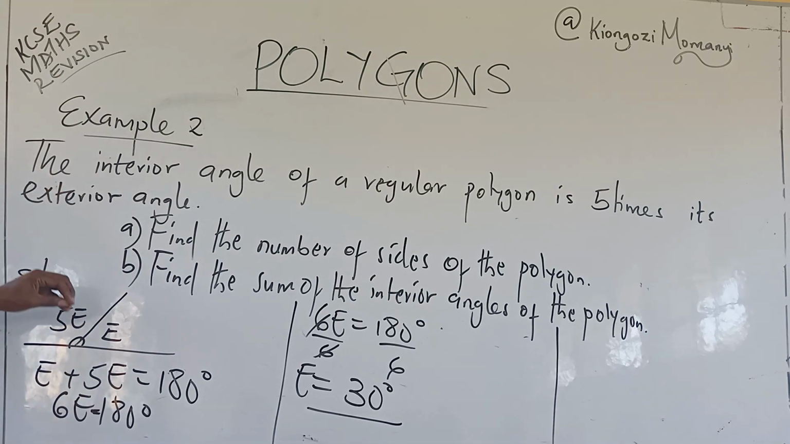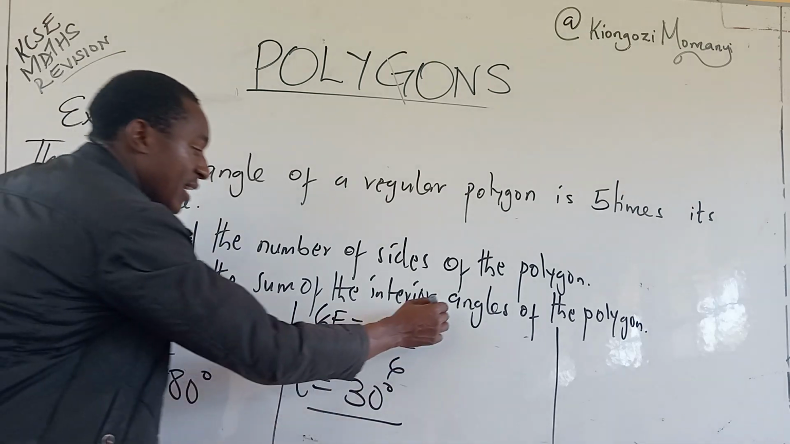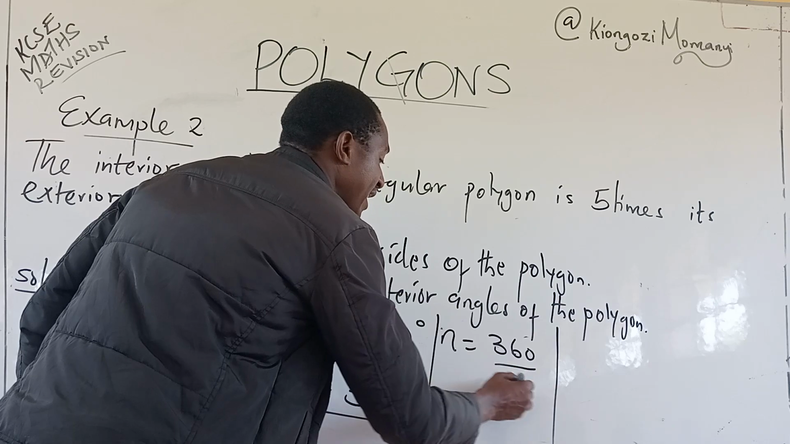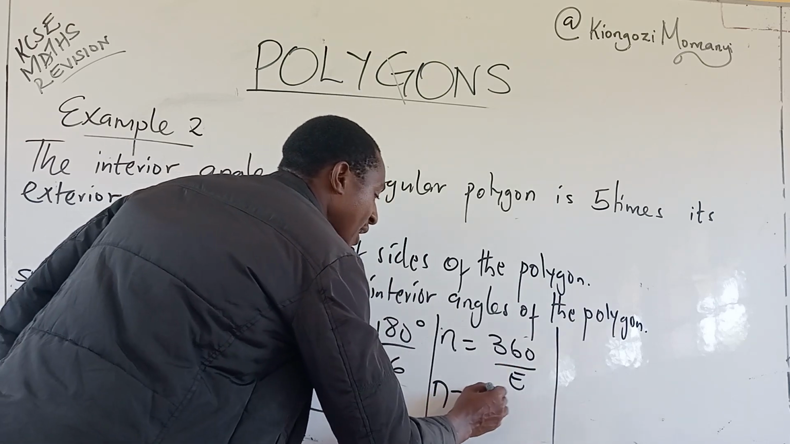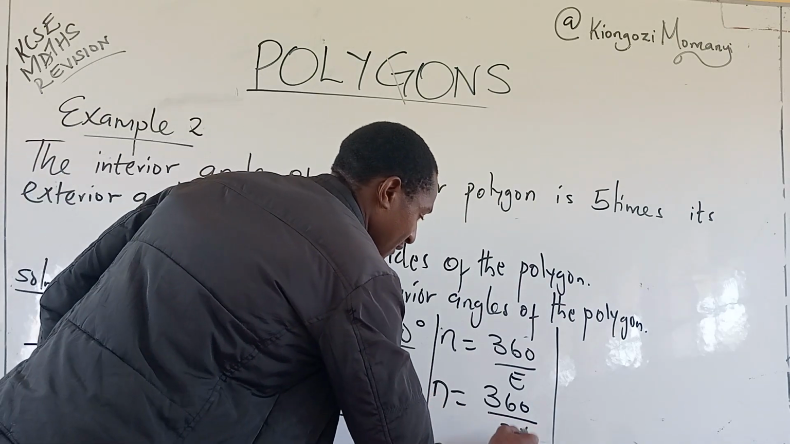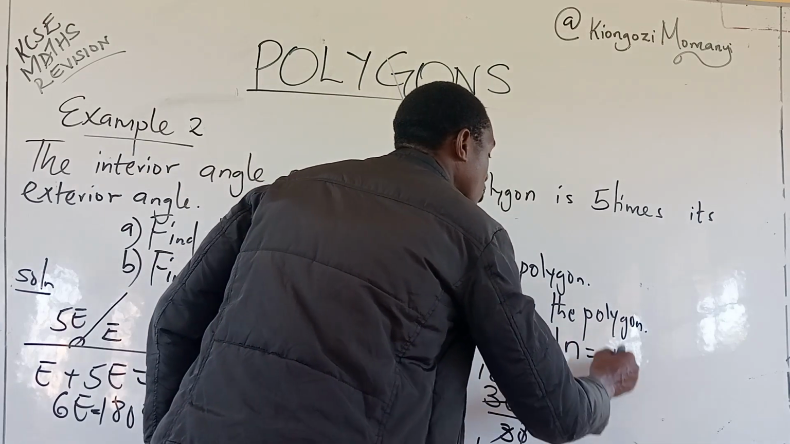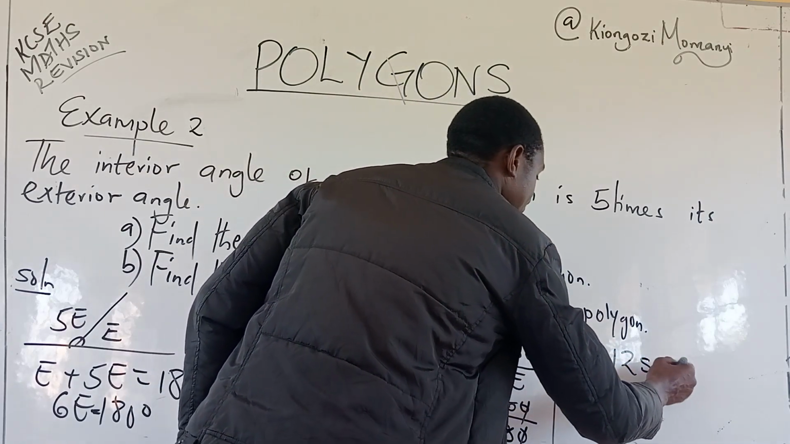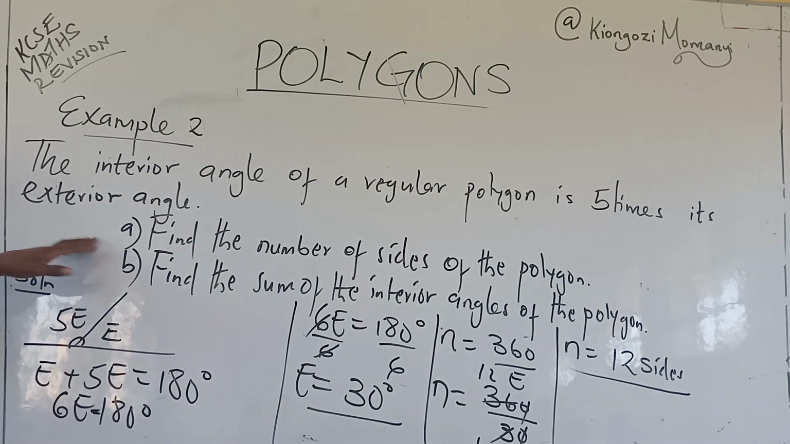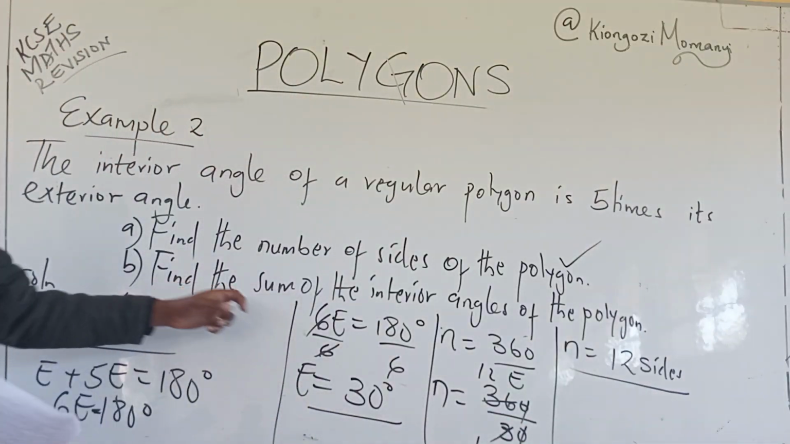It is the most important in looking for the number of sides so that we can be able to answer A. If you're looking for the number of sides N, you say 360 divided by exterior. So the number of sides is equals to 360 over 30, so N is equals to 12 sides. So we have answered A. The next thing is now looking at the sum of interior angles.